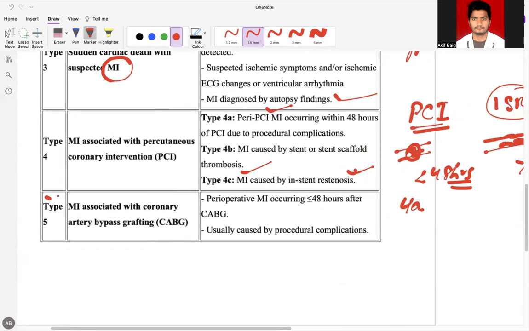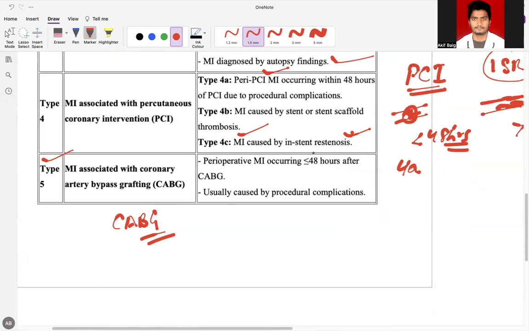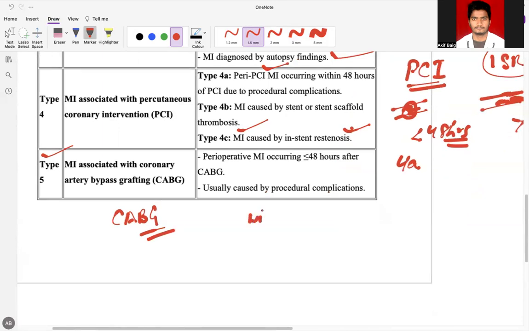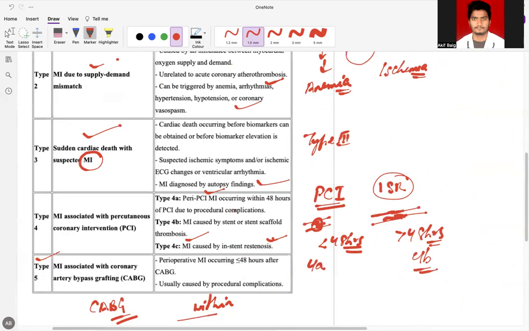And type 5 MI is when a patient has undergone coronary artery bypass graft, that is CABG, and now the patient has developed MI within 48 hours. Then it is called type 5, CABG. So overall, type 1 to type 5.